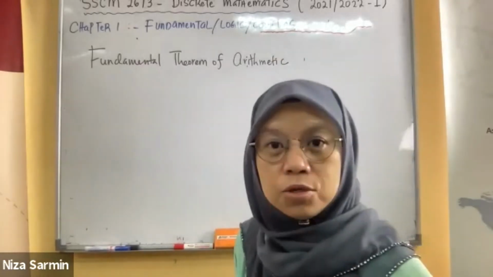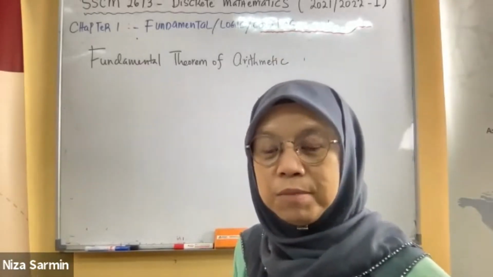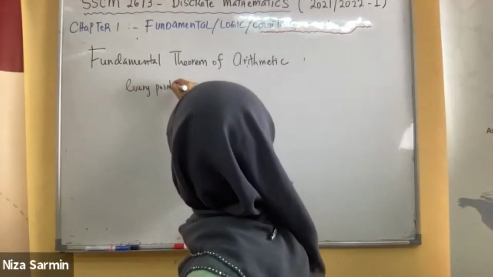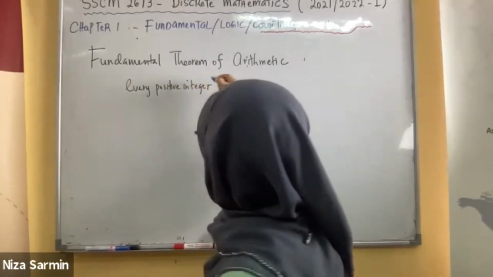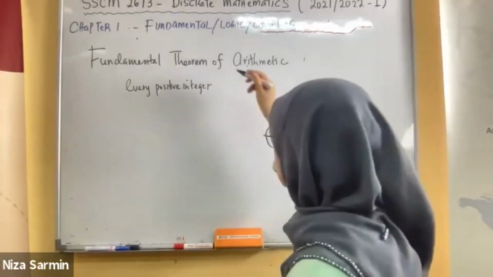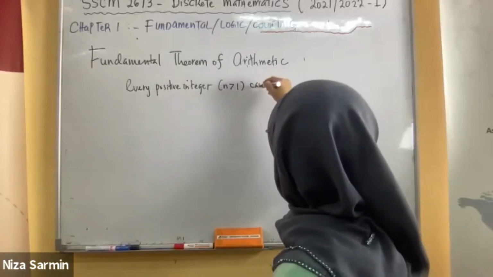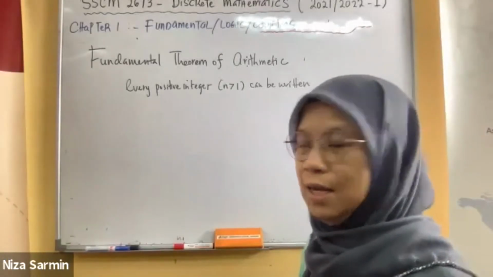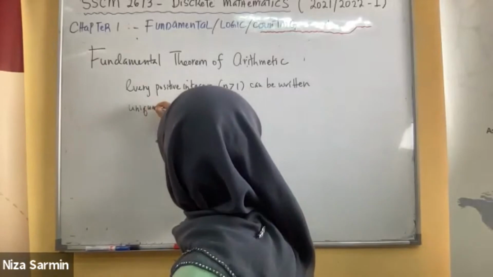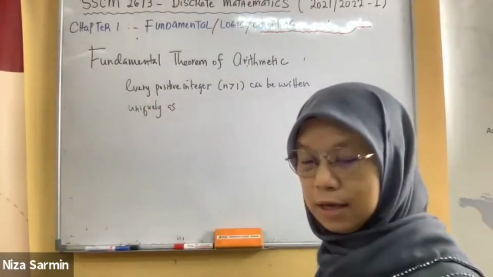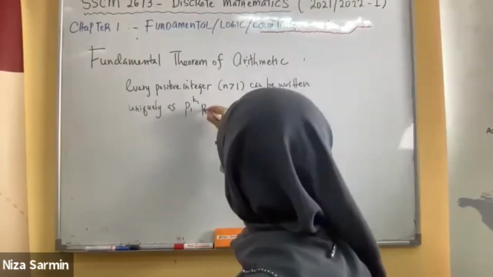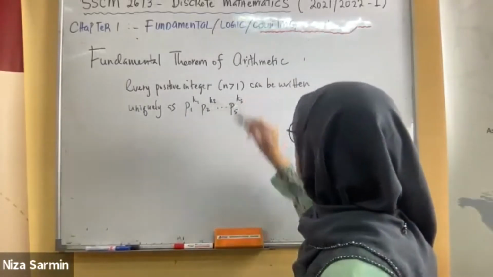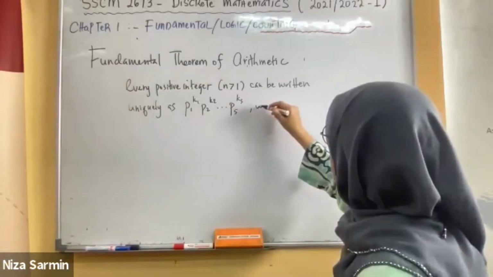Fundamental theorem of arithmetic. So for this fundamental theorem of arithmetic, Shiham, you help me later to add in before that word, every positive integer, so it must be n bigger than 1, can be written uniquely as P1 to the K1, P2 to the K2 until PS to the KS.